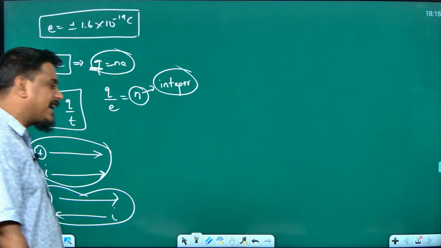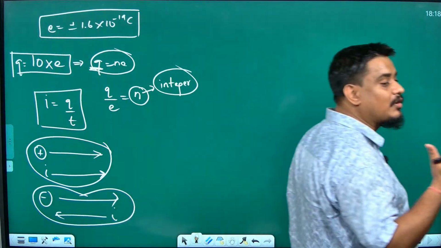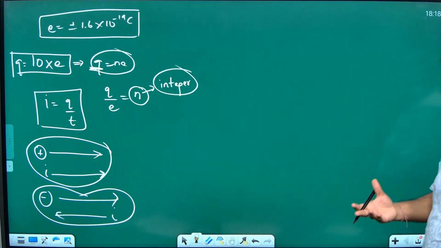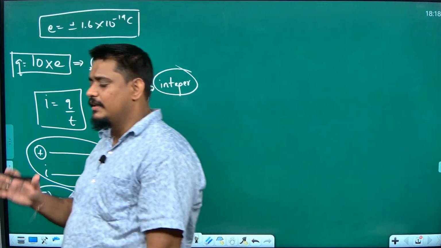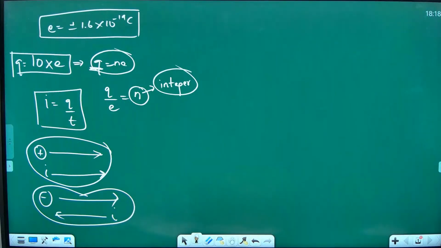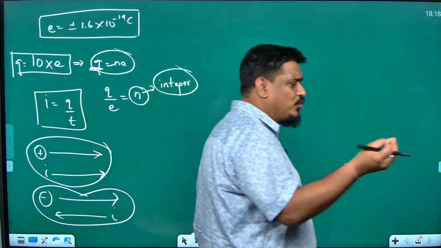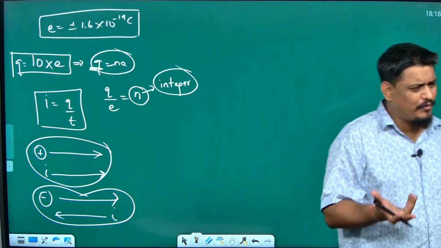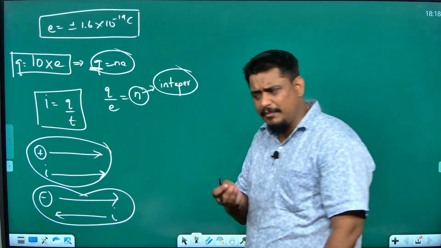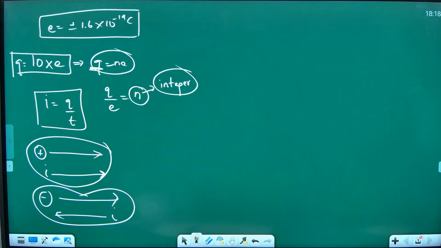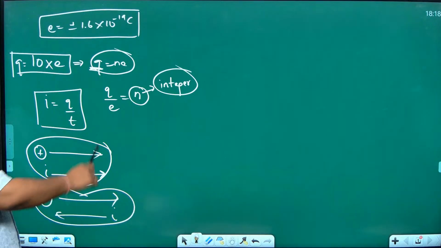If N is a fraction or decimal, it is not possible. That is, if you divide Q by E and you get the answer as some decimal number, then you can very boldly say that that is not possible. But if you get an integer, then that charge is possible. Because it is meaningless to say that we have 2.5 electrons. What is the meaning of 2.5 electrons? Electrons can either be 2 or 3, it cannot be 2.5. It's not an apple that you can cut and have half part. We cannot have half electron or 1/4 electron. So, N should be an integer.